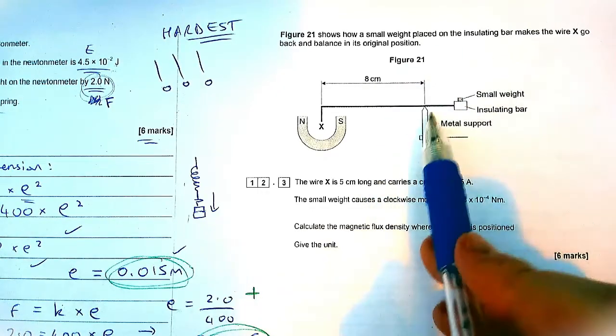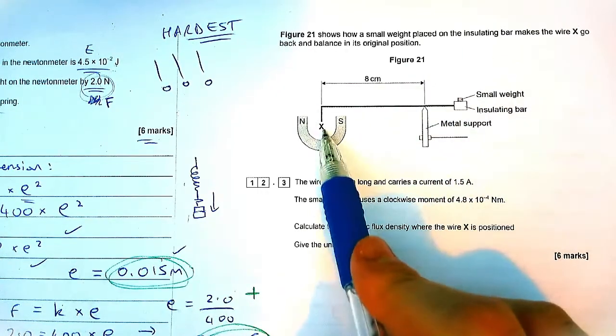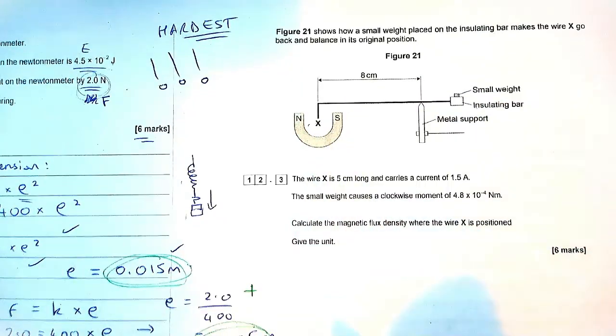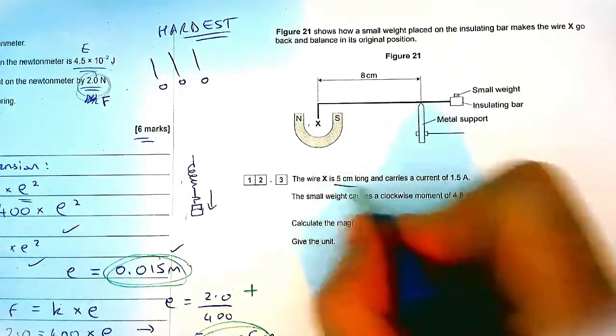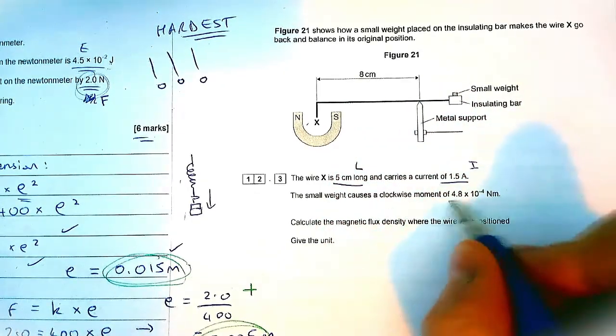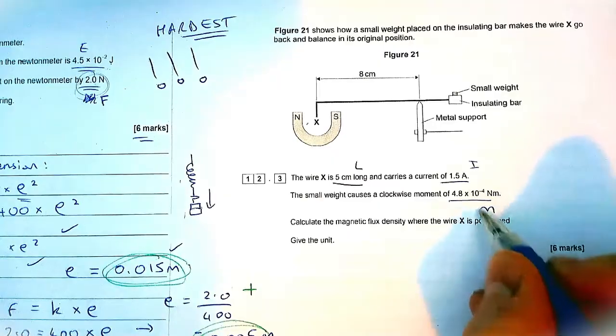Okay, so the wire is 5 centimeters long, so that's L, has a current of that, and there's a clockwise moment, which we haven't come across in these questions yet, which is 4.8 times 10 to the minus 4. The question asks us to calculate the magnetic flux density. So let's have a look at what equations we could use.